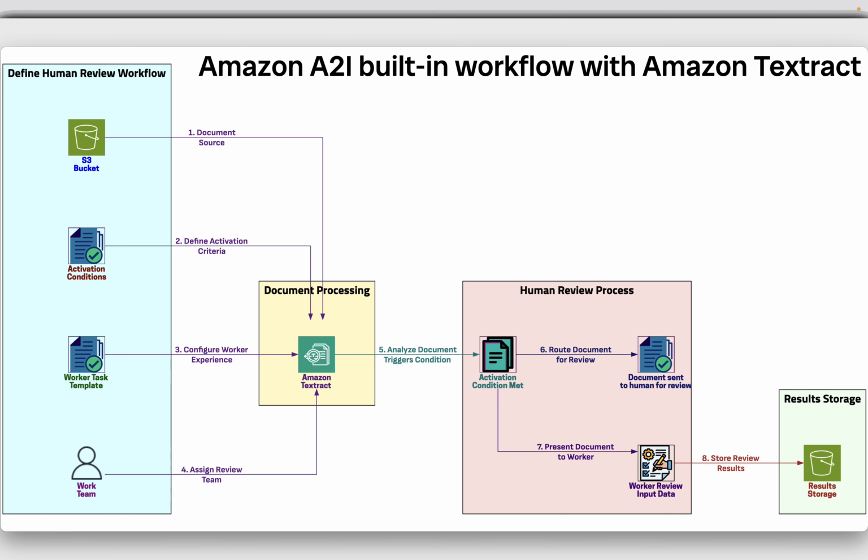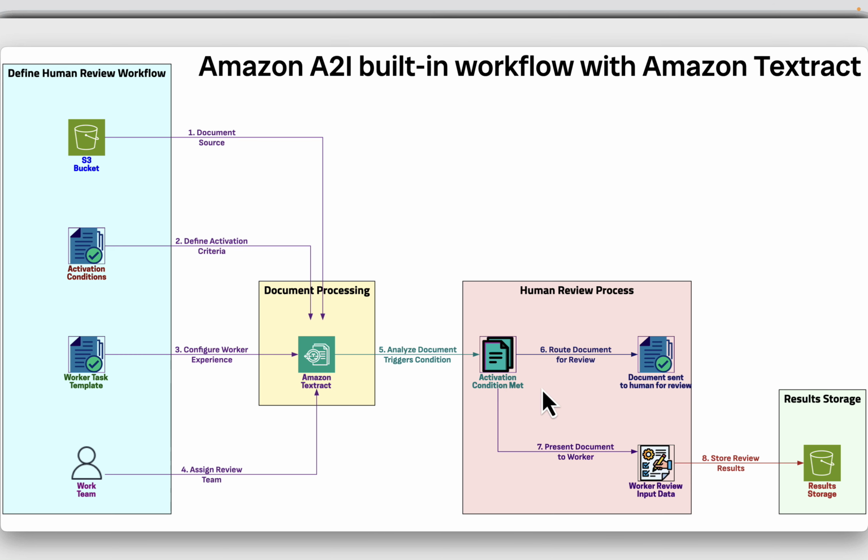So this is the Amazon A2I built-in workflow with Amazon Textract. So you can see the resources that are part of the human review workflow. You have an S3 bucket, which will have the input data. You will have some activation conditions, then a worker task template that will generate the UI, and the team. So this will be part of the human review workflow, along with Amazon Textract. So you have source, activation criteria, worker experience, and review team. You will analyze the document, and there will be a trigger condition.